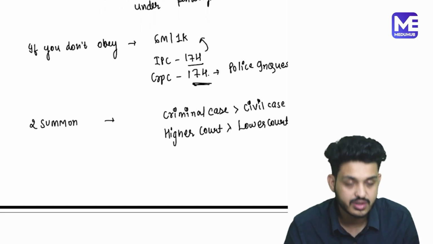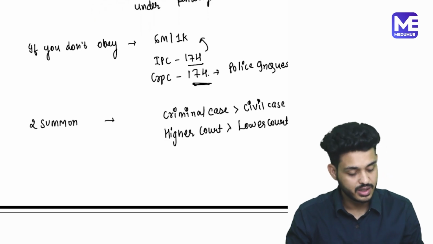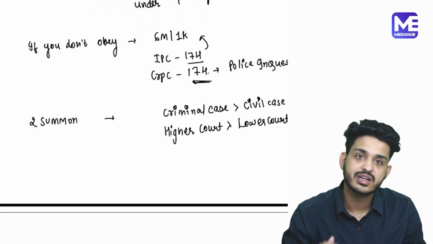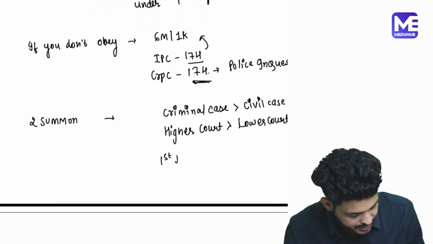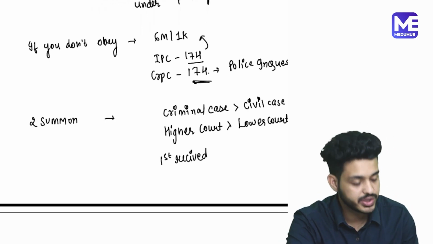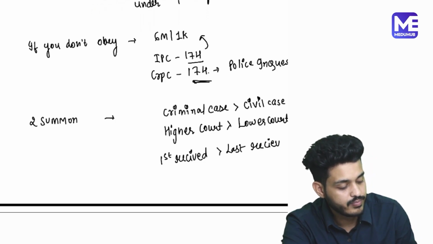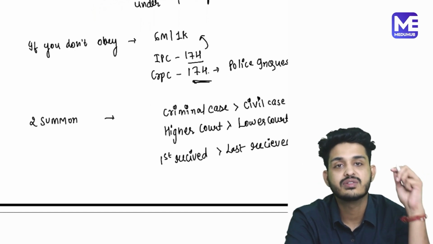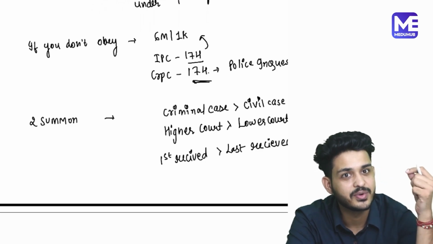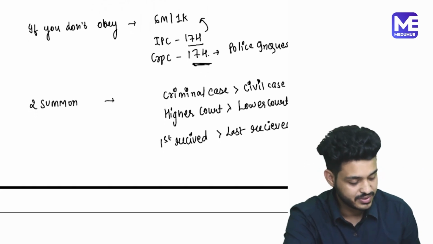And one more thing, suppose both of the cases are civil cases and both of them are from the same level of court, okay, then you will go to the place from where you get the first summon, okay. So first received summon, wherever the summon came first, you need to go there, okay. The presiding officer will be sending you summon by multiple methods, okay. WhatsApp also comes, you can get the message, you can get the envelope at your doorstep, multiple ways, okay.